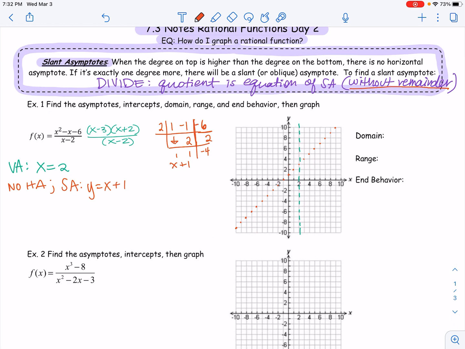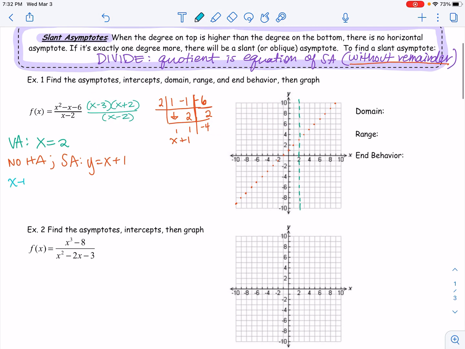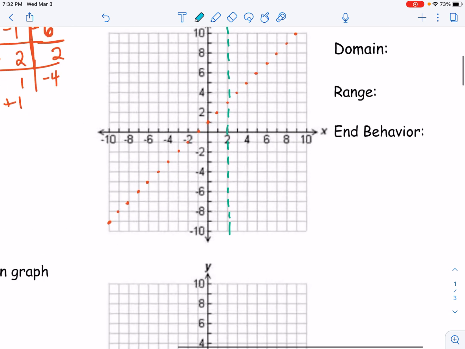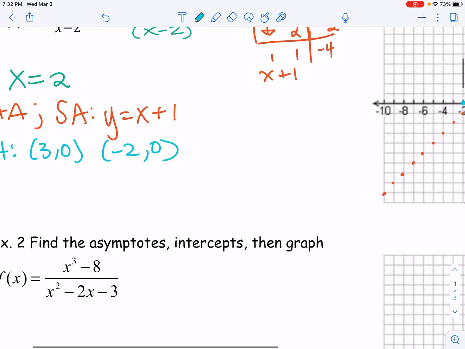Okay, so there's my vertical asymptote, there's my slanted asymptote. And then I find those x and y intercepts just the same. For the x-intercept, I set my numerator equal to 0, so that means I have an x-intercept at (3, 0), and one at (-2, 0). So I can go ahead and plot those, (3, 0) and (-2, 0).